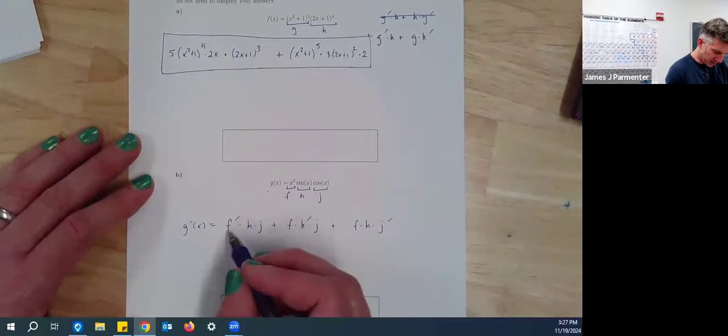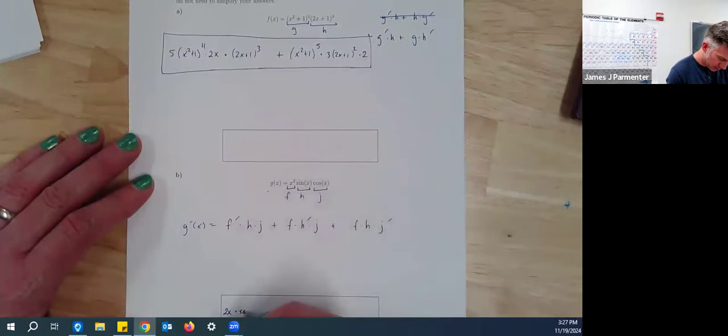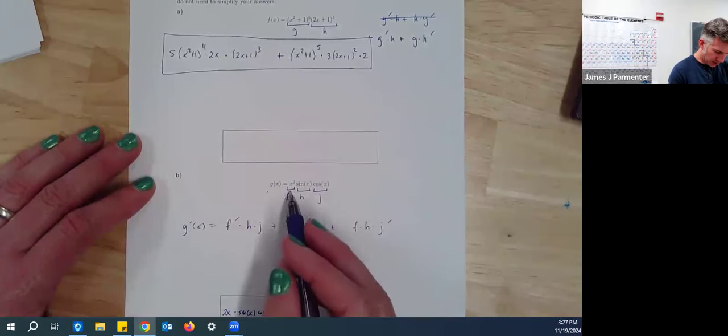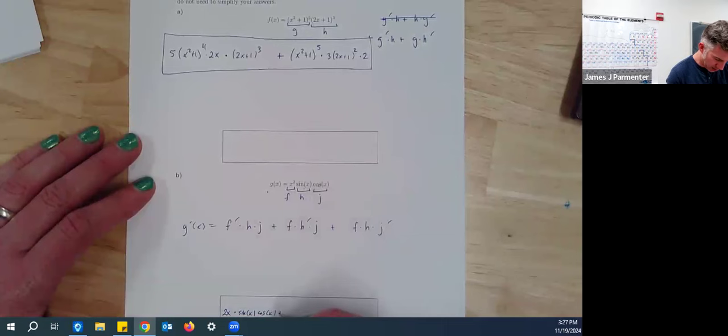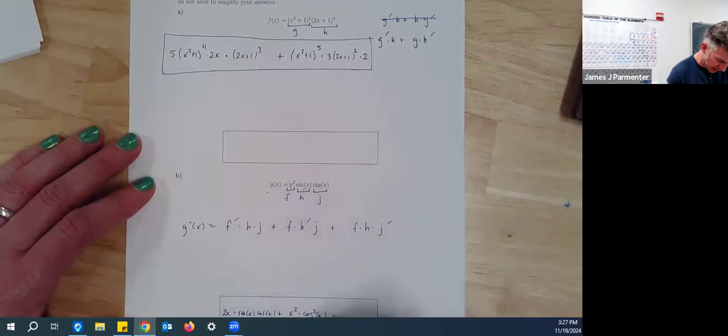So in this case, my f prime is going to be 2x, times sine times cosine. Plus x squared times cosine, which is x squared times cosine squared of x. And then x squared times sine times negative sine, so it's minus x squared times sine squared of x.